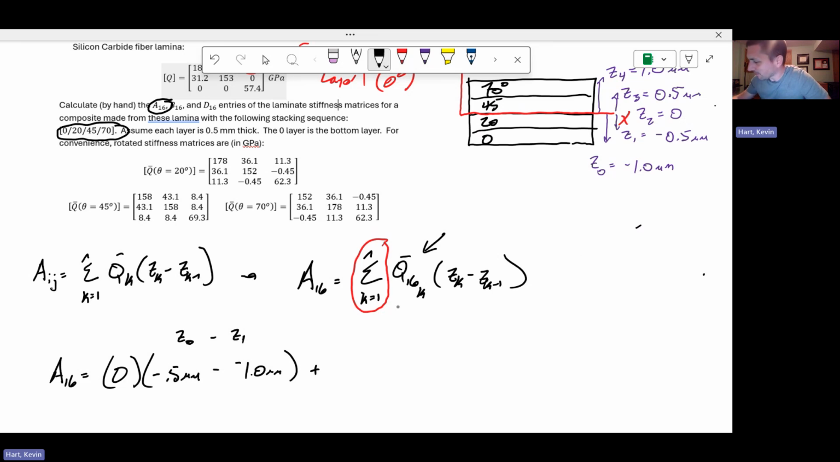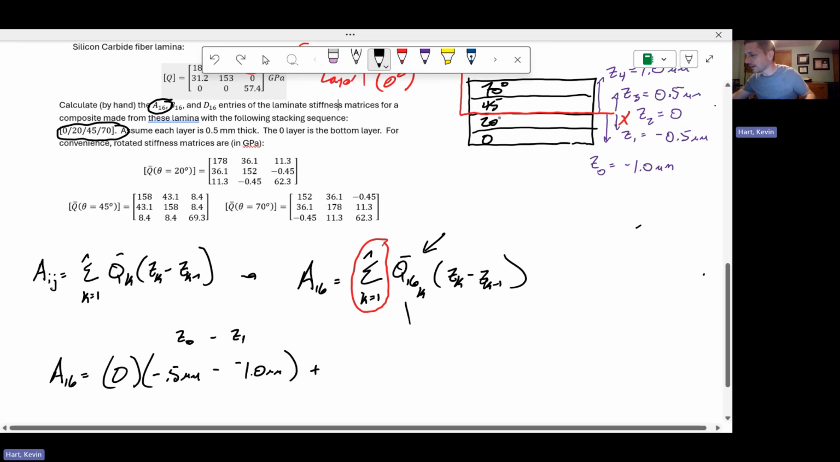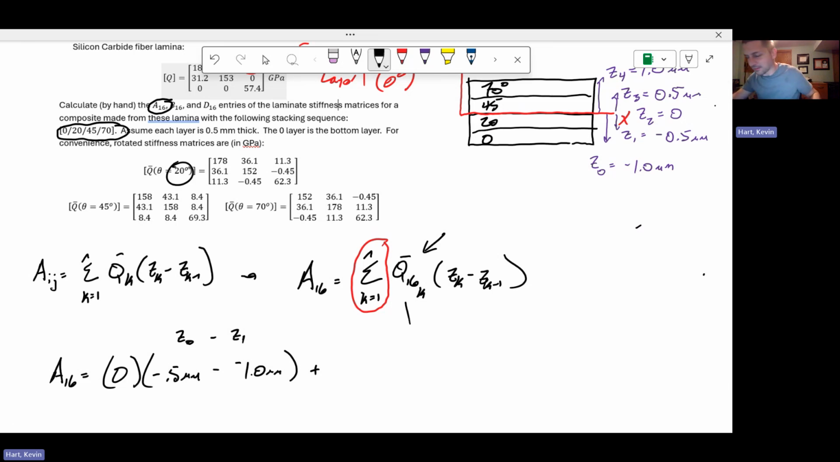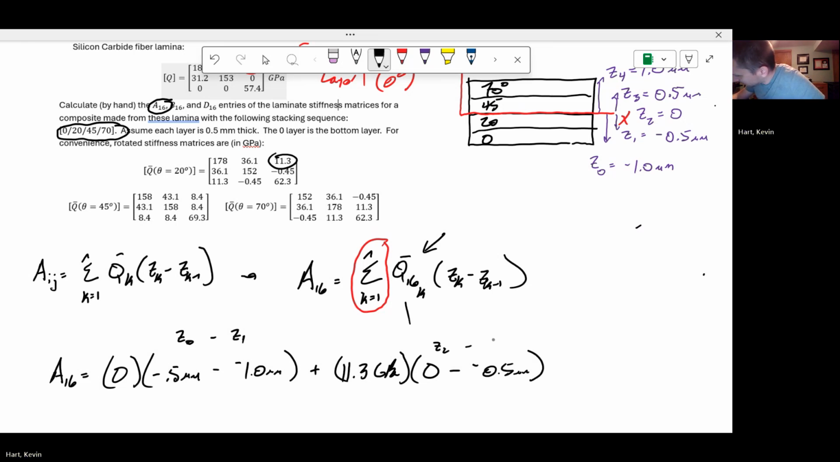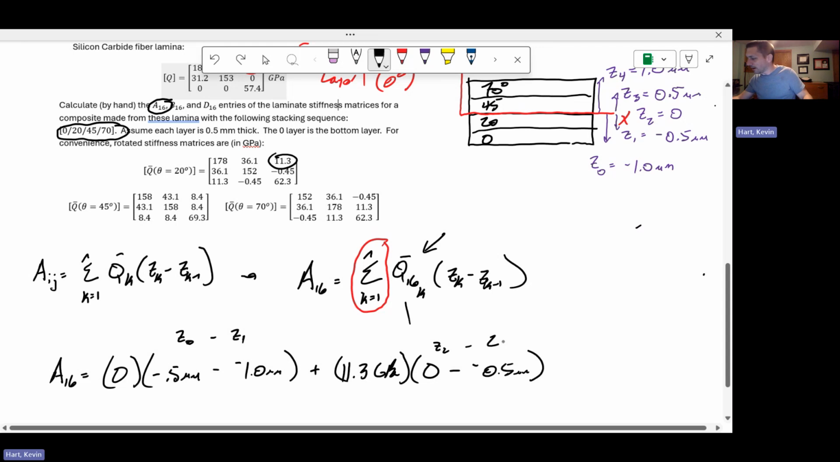So for the second layer, I'm looking at Q bar 16 of layer 2. Layer 2 is the 20-degree layer. So we go to the 20-degree stiffness matrix and look at the 16 entry. That's 11.3 GPa times Zk minus Zk minus 1. This is Z2 minus Z1. Z2 is 0, minus Z1, which is negative 0.5 millimeters. Okay, so we're going to get some non-zero quantity here.